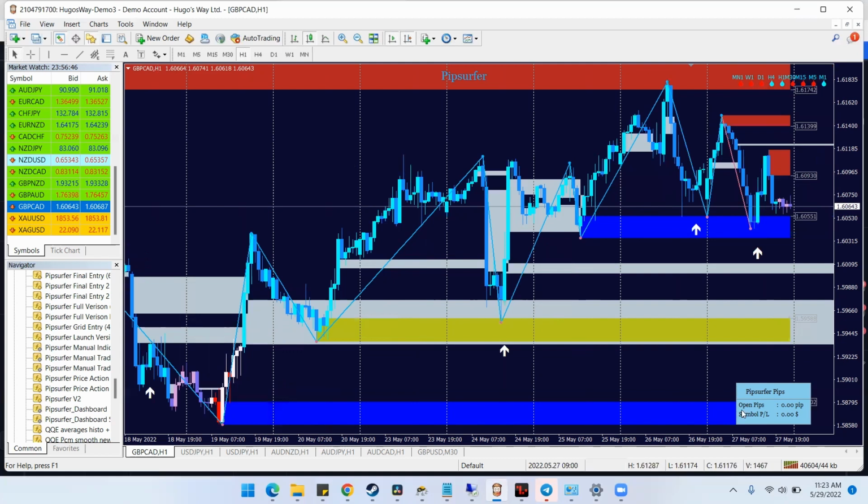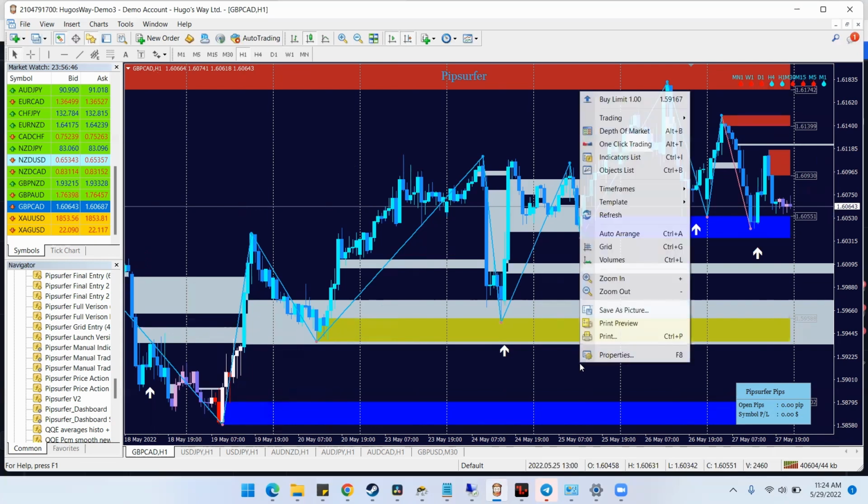On top of that, you'll be able to know exactly how many pips you're winning or in drawdown, and also the amount of money that you currently have open in trades on that pair, whether positive or negative.